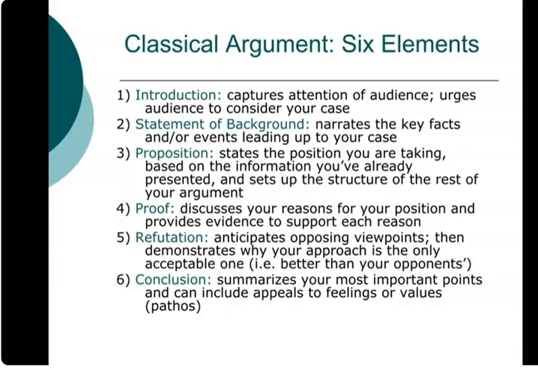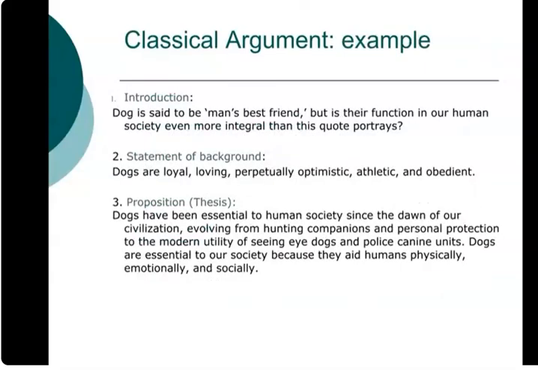So refutation is kind of like bringing the ethos that shows that you've done your research in your argument and that you do understand what the opposing view might think. And then your conclusion is where you summarize your most important points and can include appeals to feeling or values. So ending on that pathos appeal. Here's an example of a classical argument.